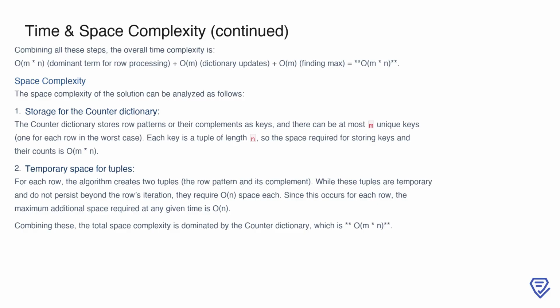Additionally, we temporarily generate two tuples for each row during processing, the row pattern and its complement. These require O(n) space each, but since they are discarded after processing each row, the total temporary space at any moment is O(n). Combining these, the space complexity is dominated by the counter dictionary, giving us a total of O(m*n).